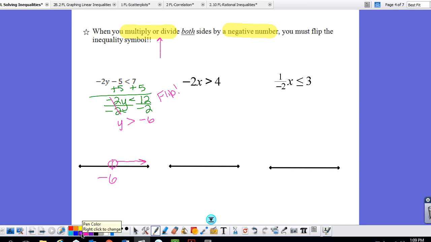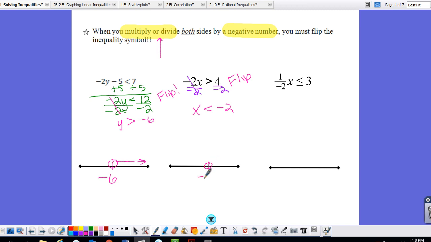We look at the next example, negative 2x is greater than 4. We're going to divide both sides by negative 2. So the negative 2 cancels, but I have to flip my inequality. So I have x now is less than negative 2. So 4 divided by negative 2 was negative 2.